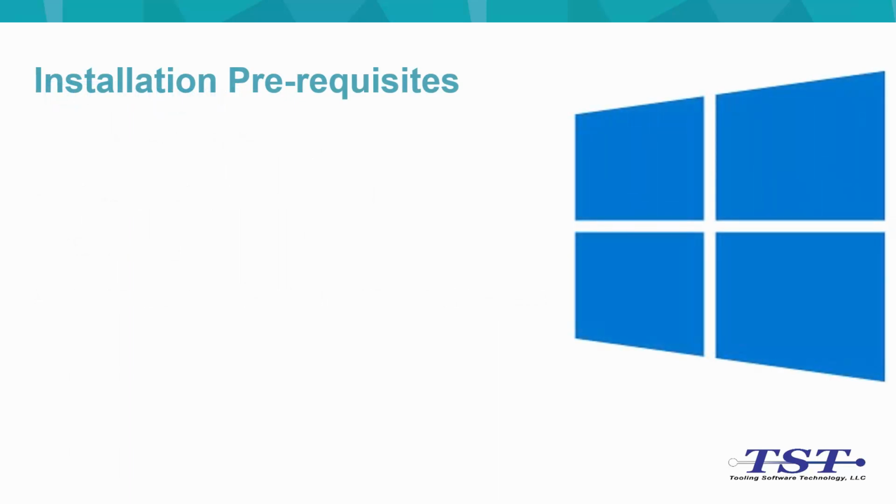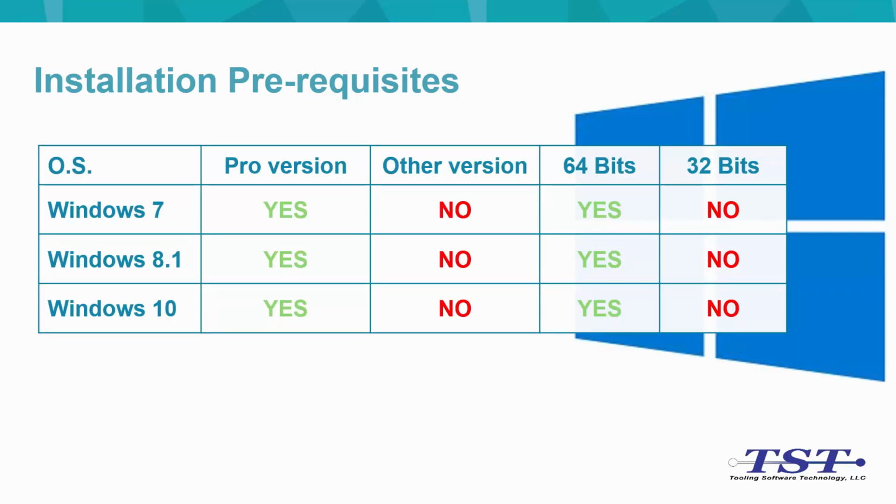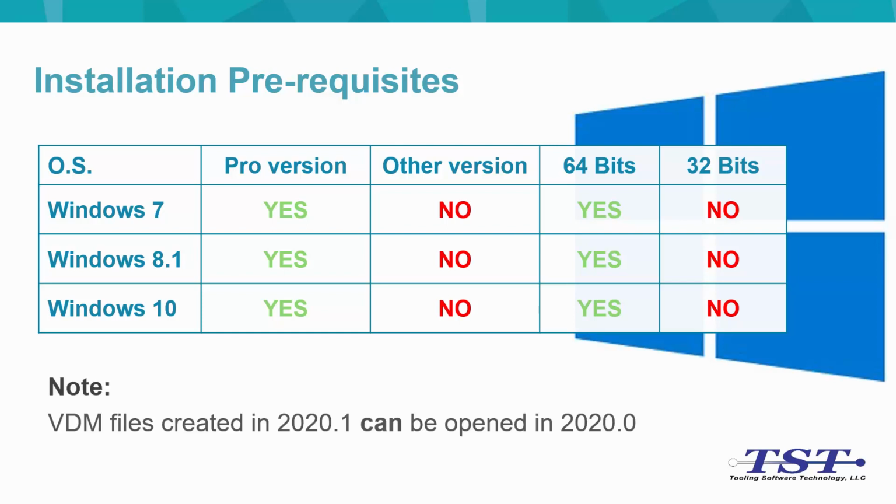The installation prerequisites for the Peps 2020.1 software are Windows 7, 8.1, and Windows 10, only supporting the 64-bit versions of those operating systems. The VDM files that are created and saved through 2020.1 can be opened in 2020.0 as well.